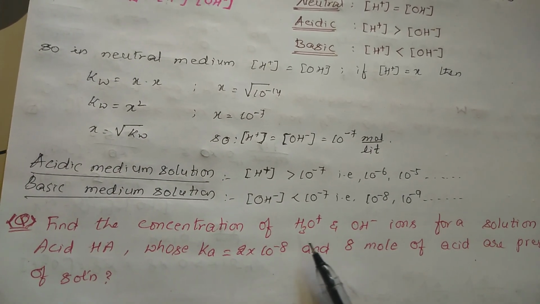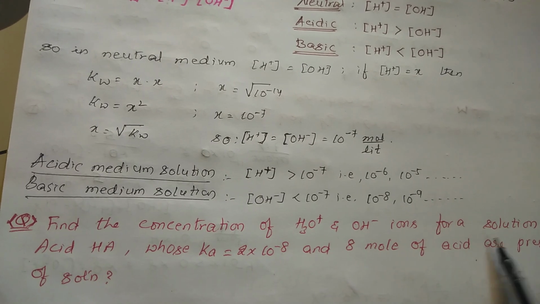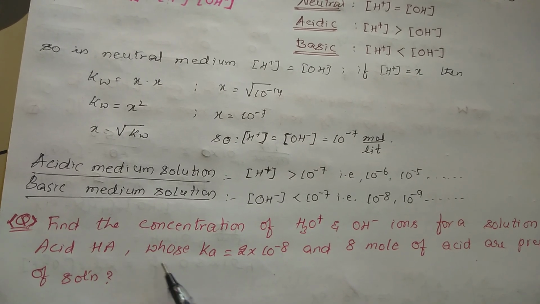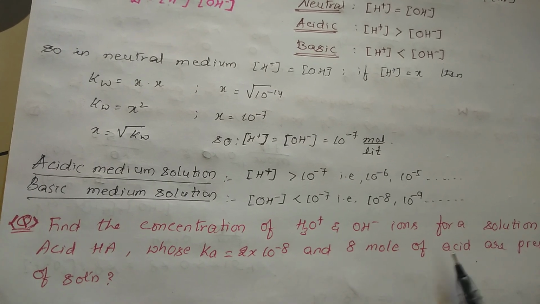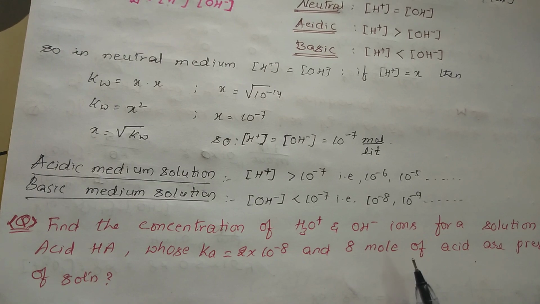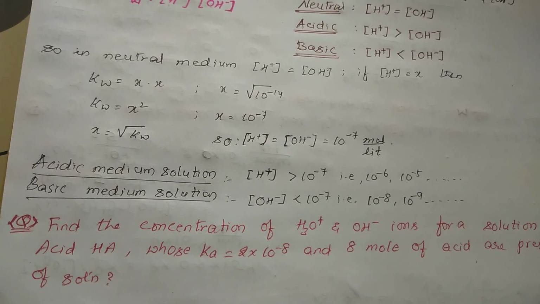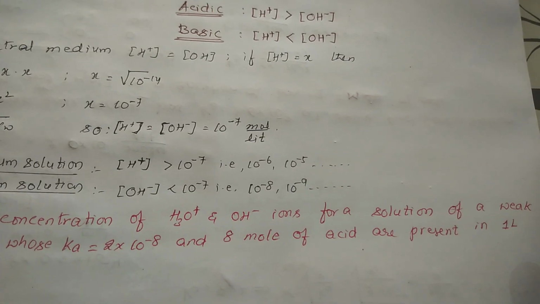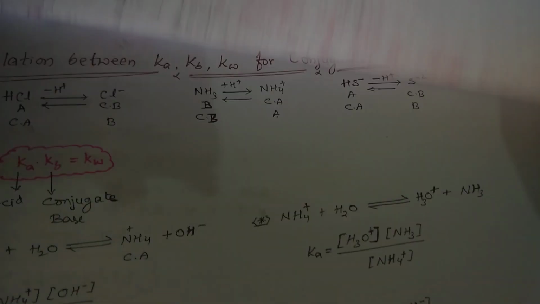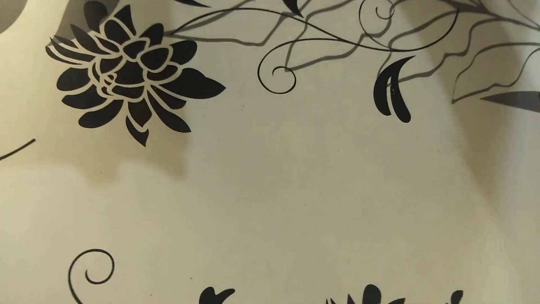Find the concentration of H3O plus and OH minus ions for a solution of weak acid HA whose Ka is equal to 2 into 10 power minus 8 and 8 moles of acid are present in 1 liter of a solution. Moles he is mentioning, so you should be very conscious, and he is mentioning with respect to volume also. Volume is 1 liter. We will be solving this question, students.